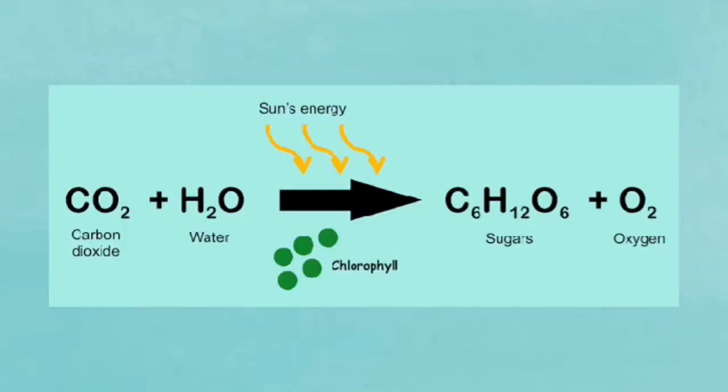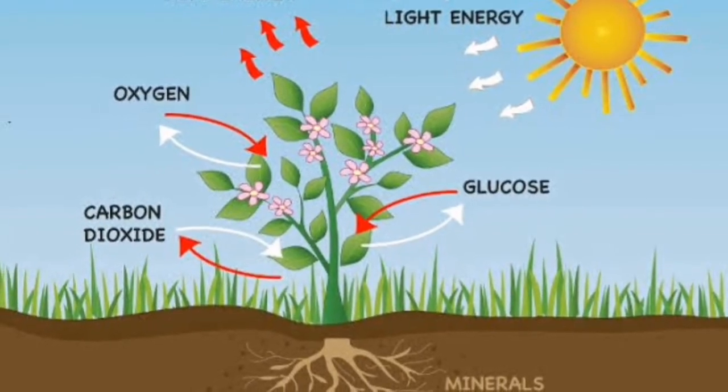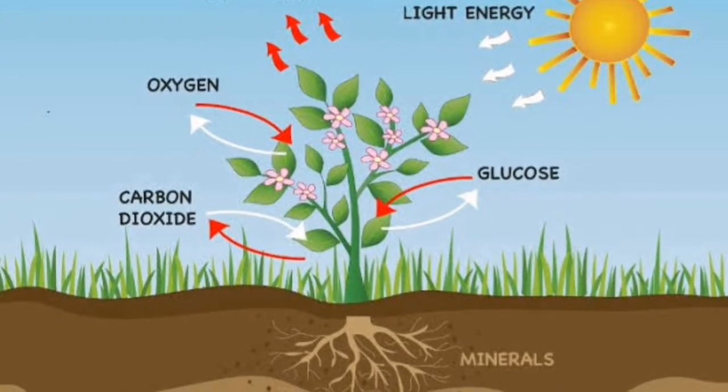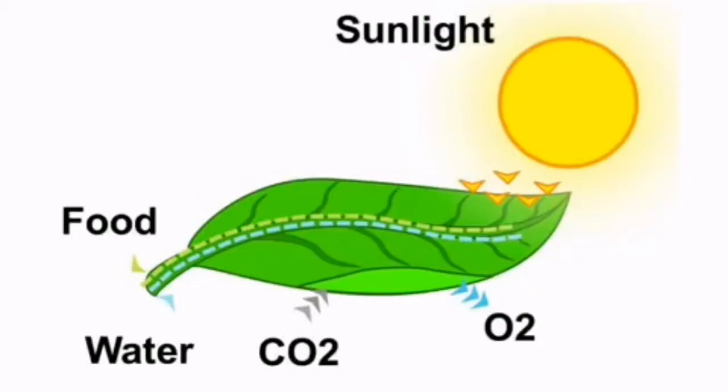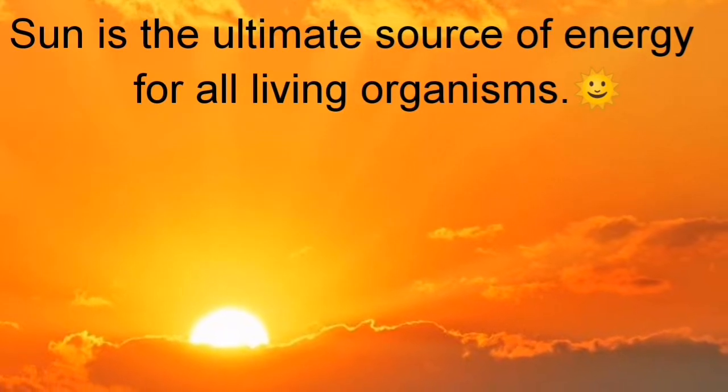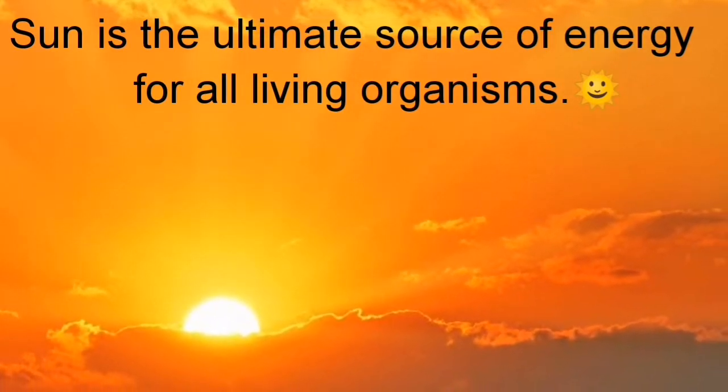This process can be represented in an equation. Carbon dioxide plus water in the presence of sunlight produces carbohydrates and oxygen. This process does not happen in any other organisms and is seen only in plants in the presence of sunlight. The solar energy is captured by the leaves and stored in the plant in the form of food. And this food prepared by the plants is the primary food for all other living organisms. So, we can say that the sun is the ultimate source of energy for all living organisms.